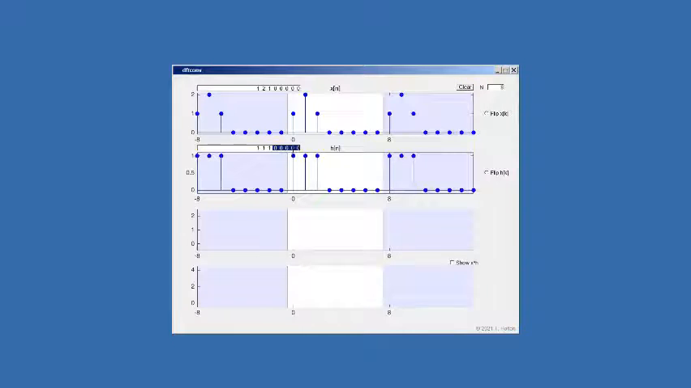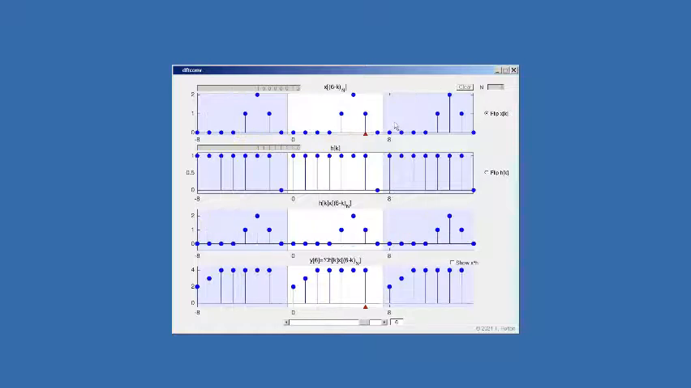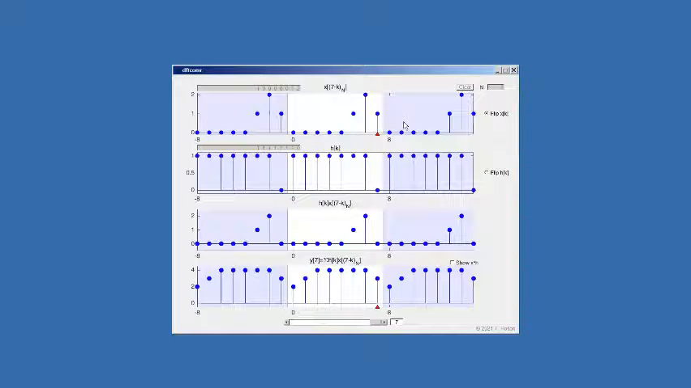For example, in this case, we will get time domain aliasing, and circular convolution will no longer be equal to linear convolution. We can show the linear convolution by checking this box here. The linear convolution is in red, the circular convolution is in blue.